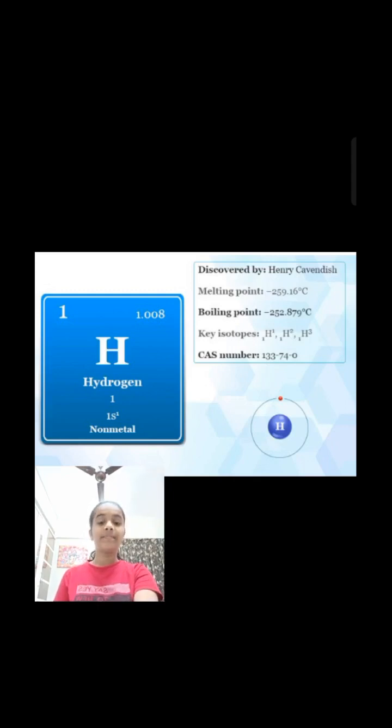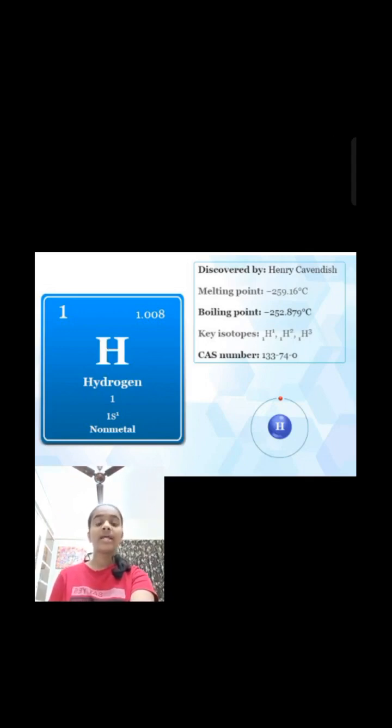Fourth, it is the best conductor of heat among all gases. Fifth, the melting point of hydrogen is minus 259 degrees Celsius and its boiling point is minus 253 degrees Celsius. Sixth, hydrogen is a highly inflammable gas and burns with a pop sound. Did you know liquefied hydrogen is extremely cold and it can cause severe frostbite when it comes into contact with the skin?